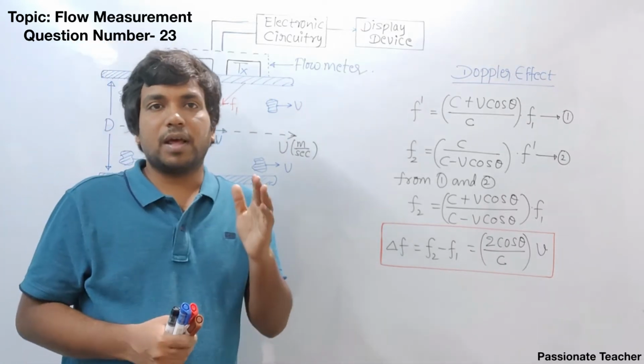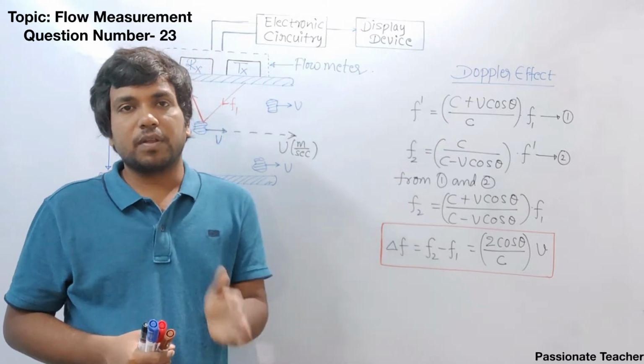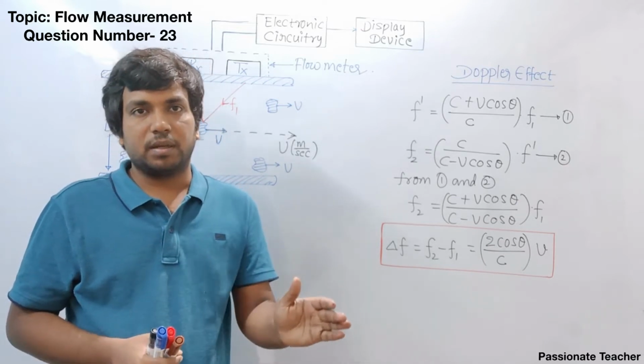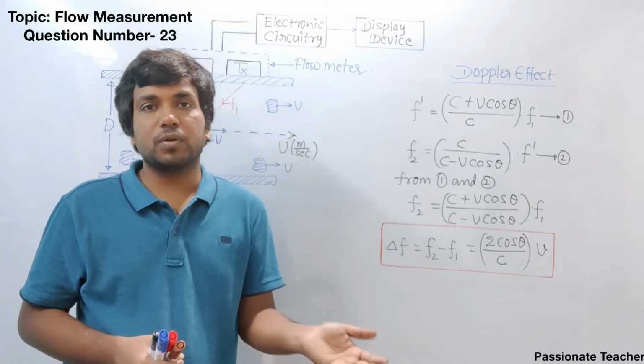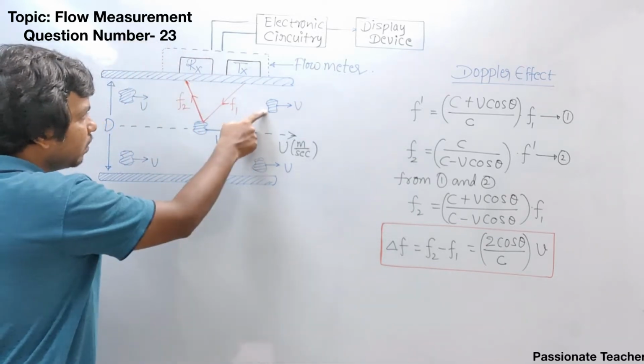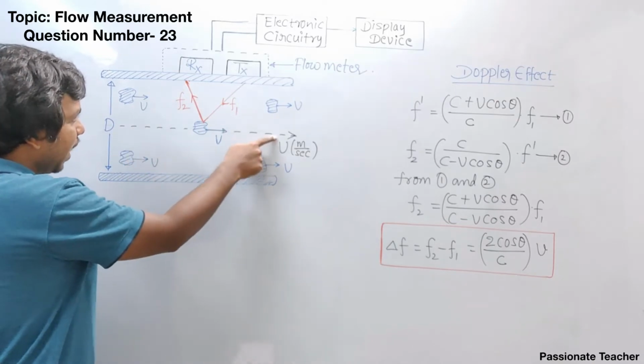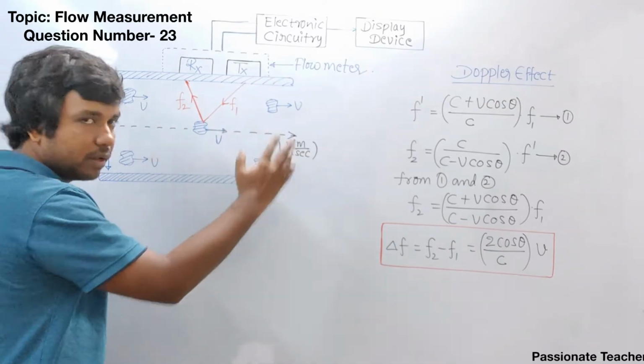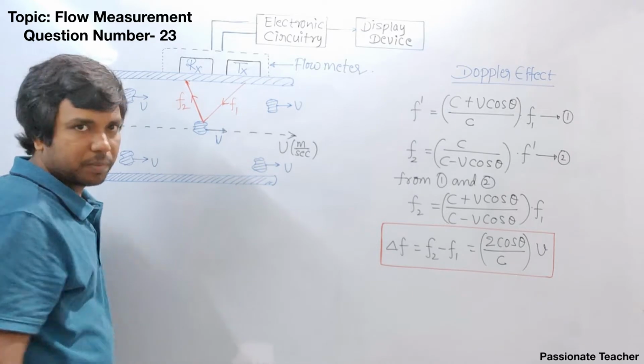Suppose if the velocity of the fluid and the suspended particle velocity are different, then we should consider the relative velocity. But for the time being, let us assume that the velocity of the fluid particles as well as the suspended particles are both the same, and that is equal to v meter per second.